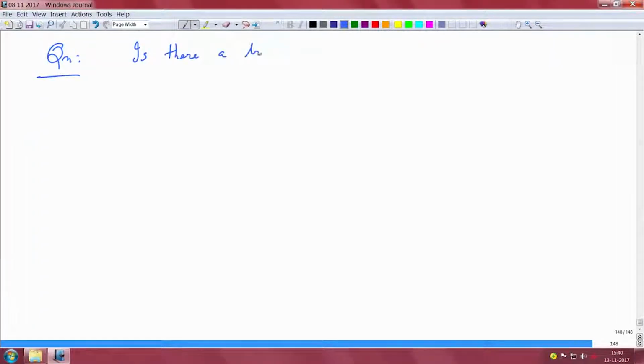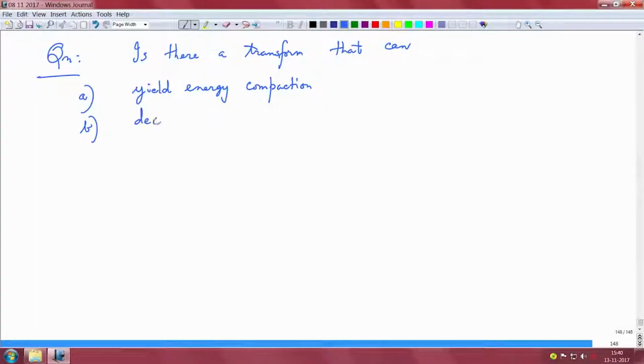Philosophically put, is there a transform that can A, yield energy compaction, that means you compact the energy into a set of few coefficients that you want. Next is decorrelate data.